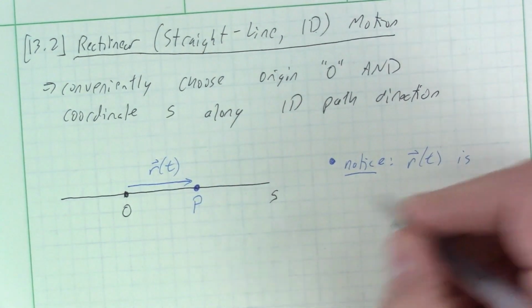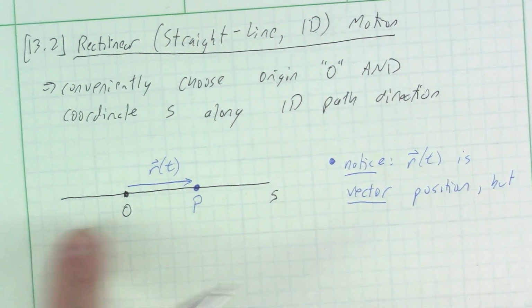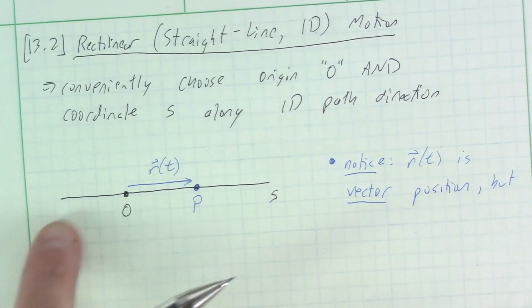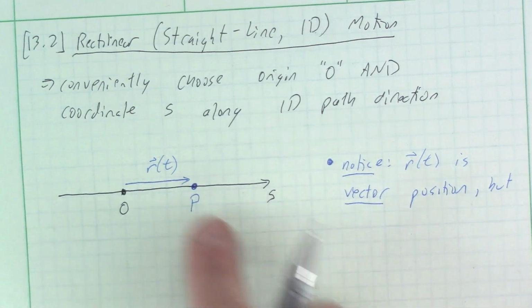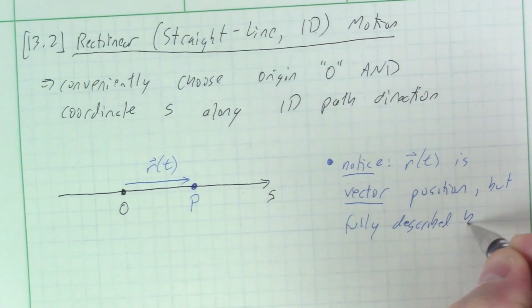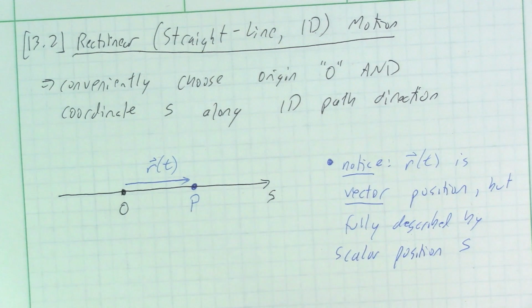Okay, so let's see. r of t is the vector position, but because we're limited to staying on this number line where s is a coordinate, kind of like an x value as we see it here, as you move along, it's going to take on different s values. So the s value is going to be higher here than it is here, and it's actually going to be negative s values this way, if we choose that to be our positive s direction. So r of t, which is a position vector, is fully described by the scalar position s, meaning if I tell you s, you can then work your way back to knowing exactly what the actual vector is.